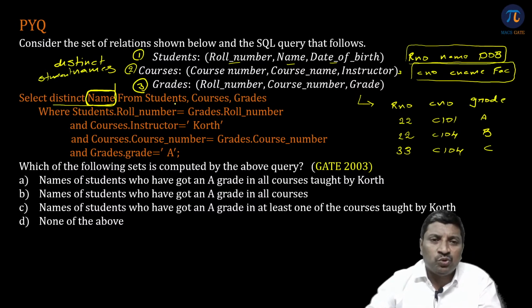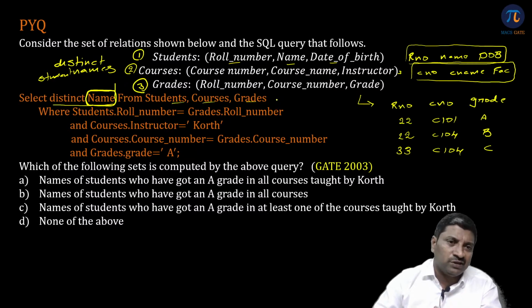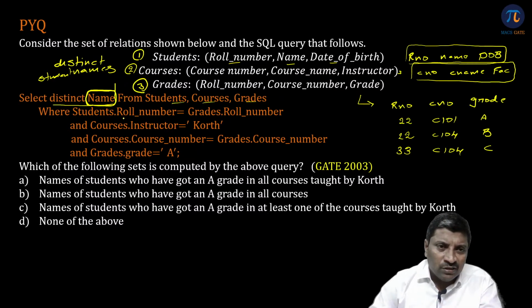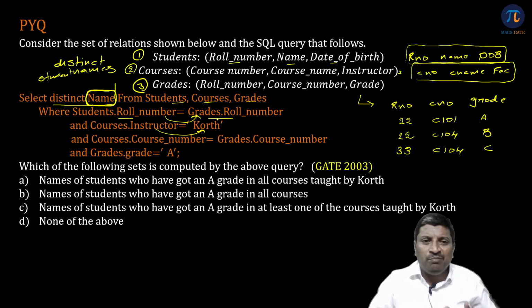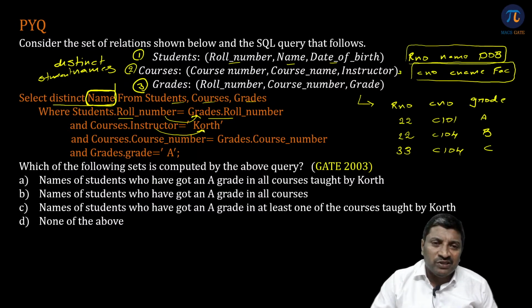Fine. From students, courses, grades and everything, sir. Now look at this. Student dot roll number equal to grades dot roll number. So this roll number should register some course, and course instructor equal to the given faculty name. Whatever course the student registered, it should be instructed by this faculty.